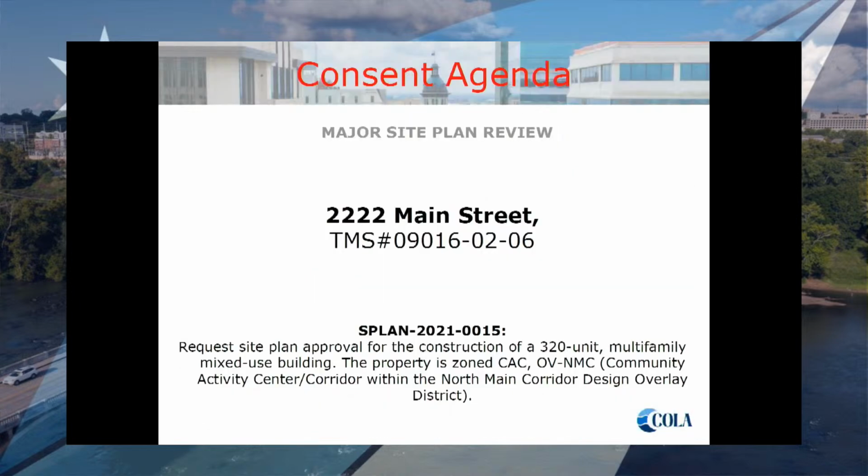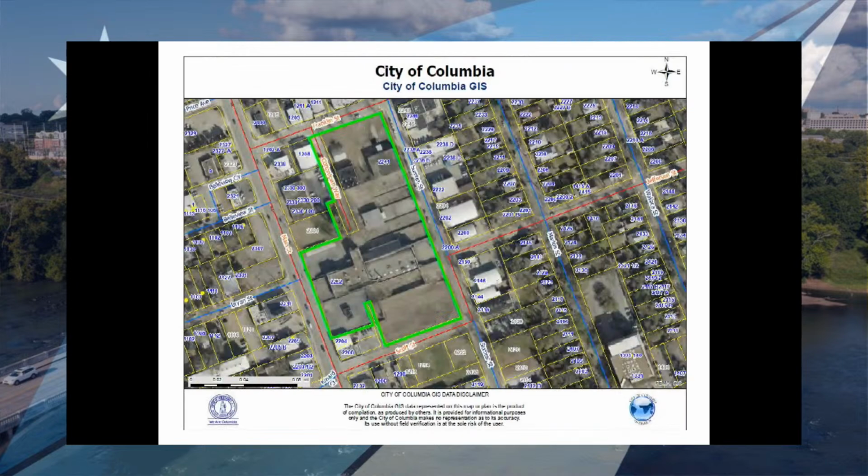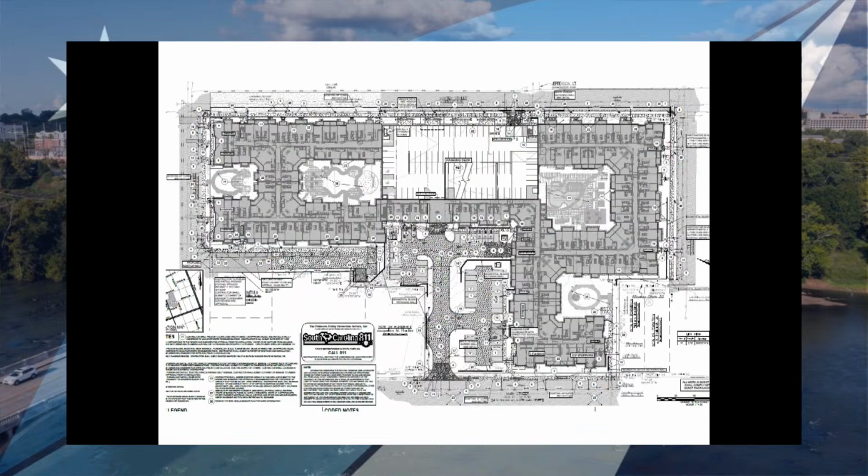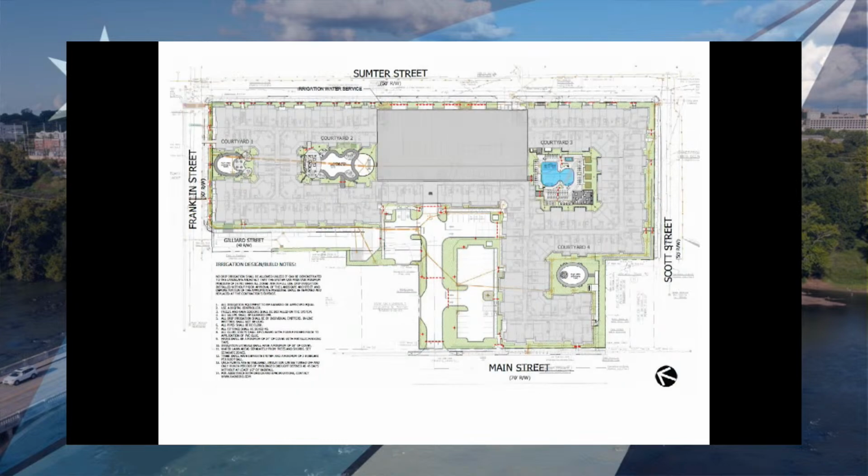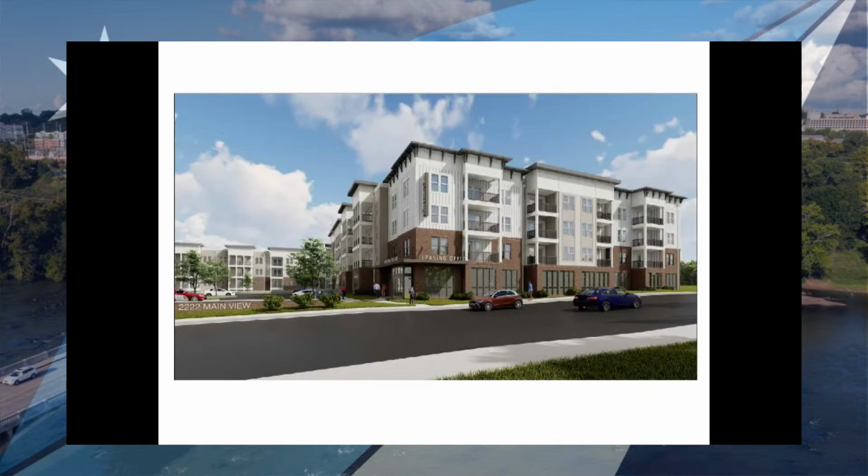Under major site plan review, we have S-Plan-2021-0015, 2222 Main Street, request site plan approval for the construction of a 320-unit multifamily mixed-use building. The property is zoned CAC, OV, NMC, that's a Community Activity Center corridor within the North Main Corridor Design Overlay District.